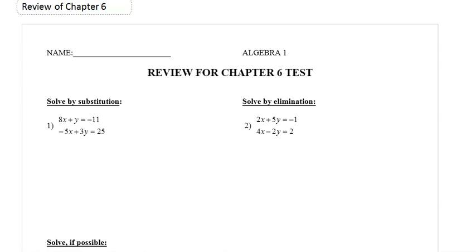This is a review of the Chapter 6 material, which is Systems of Equations and Inequalities. Number 1 asks us to solve the system of equations by substitution.